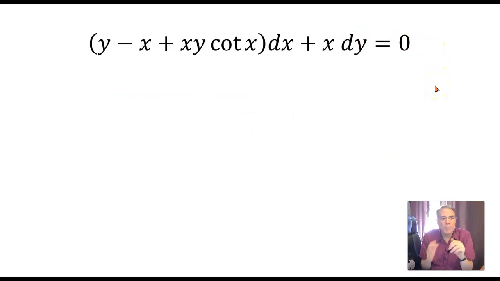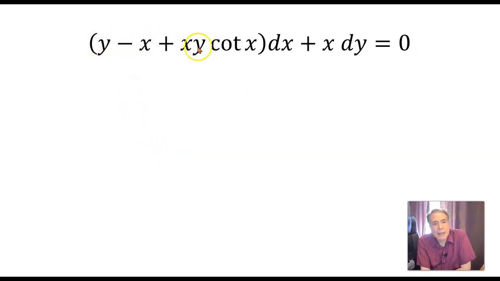So this time we're solving (y - x + xy cot x) dx + x dy = 0. And I notice this is not a separable differential equation. It's not an exact differential equation. We could test for exactness, but it doesn't pass that test. It doesn't have homogeneous coefficients. So of the various methods I've talked about in these videos, the only thing we know how to do is the thing we've been doing lately, treating this as a linear differential equation.